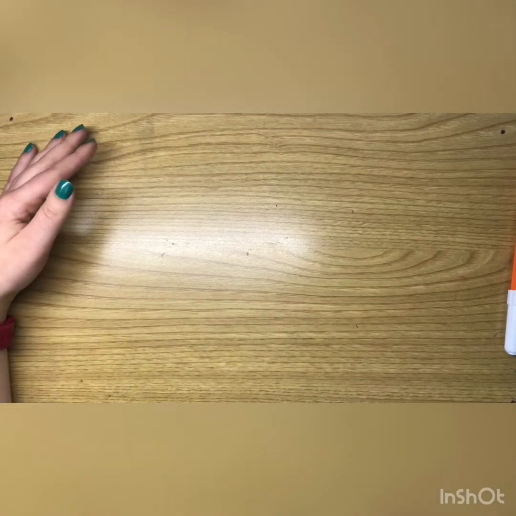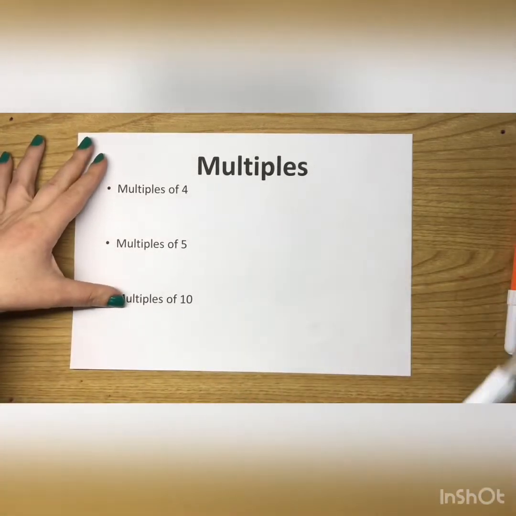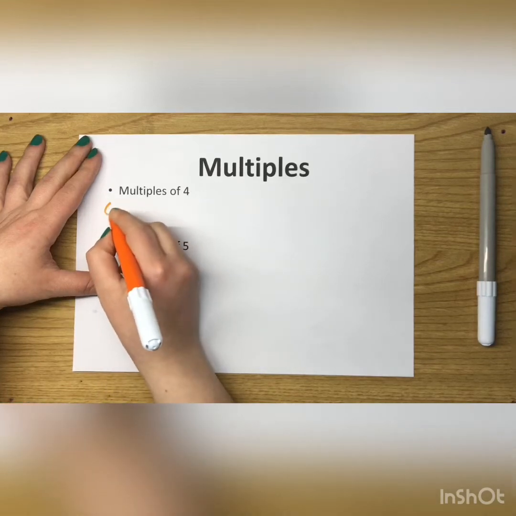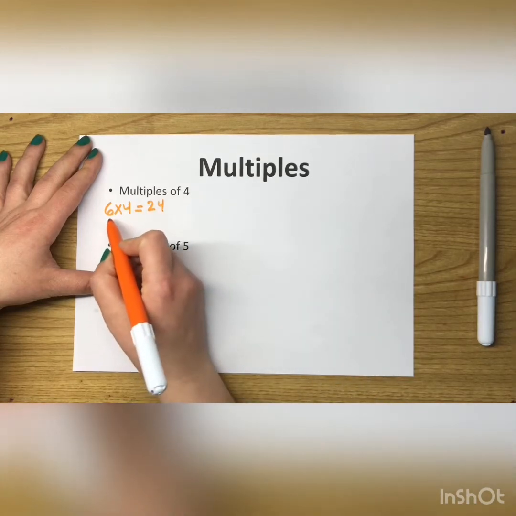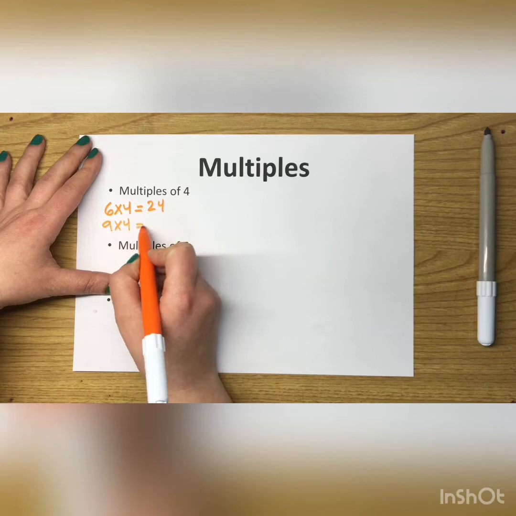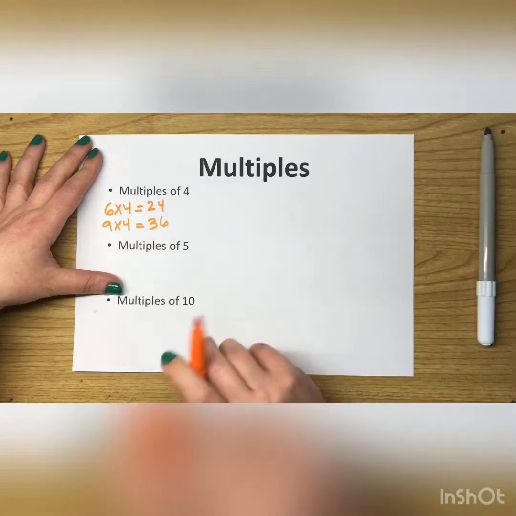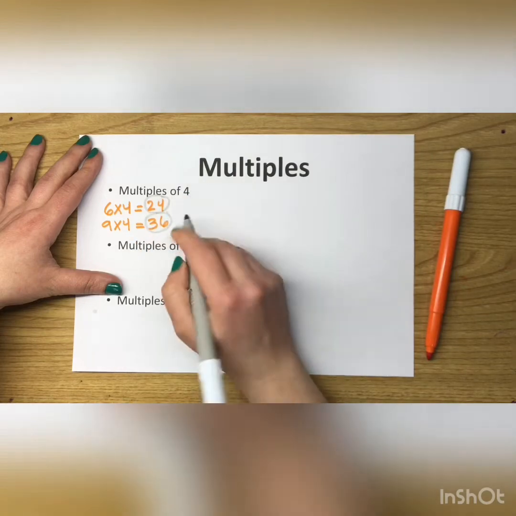For our lesson, what are multiples? I know that you know the multiples by a different word. The different word was the product of a multiplication sentence, such as, for the timetable of 4, 6 times 4 equals 24, and 9 times 4 equals 36. Those are the products of these multiplication sentences, but we call them in a different way. Those are the multiples of 4.